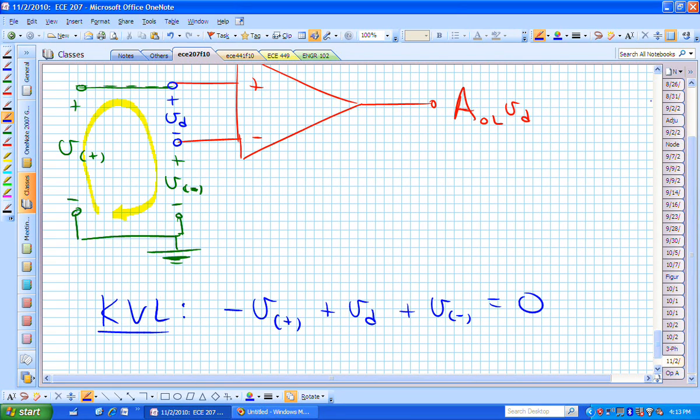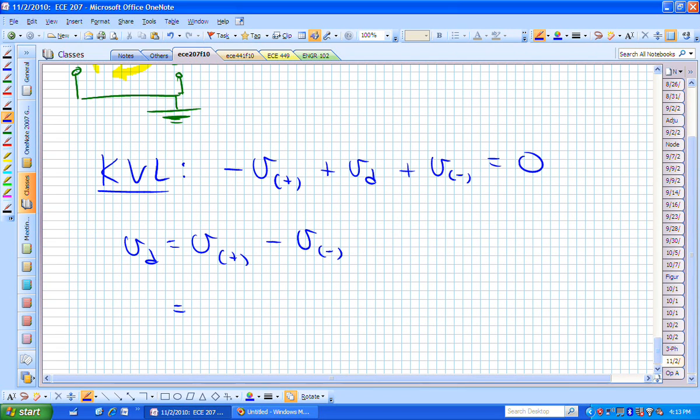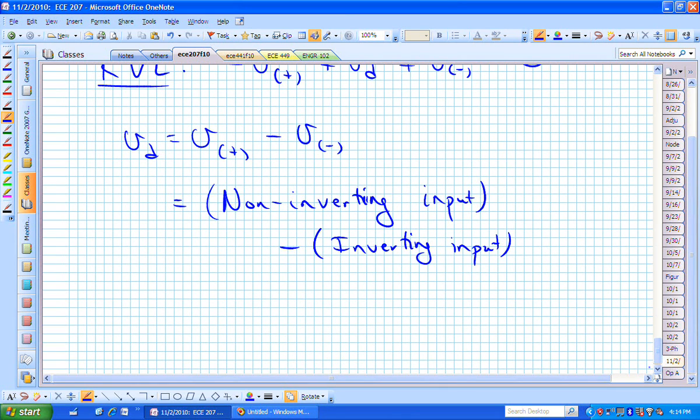If we now solve this for V sub D, we want to find what that is. V sub D, if we keep that on the left and push everything else on the right, is V plus minus V minus. V sub D is the difference between the voltage applied to the non-inverting input and the inverting input. That's what V sub D represents. So V sub D is the voltage difference between the non-inverting and the inverting terminals of my operational amplifier.